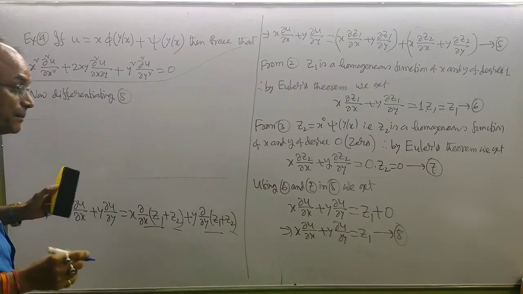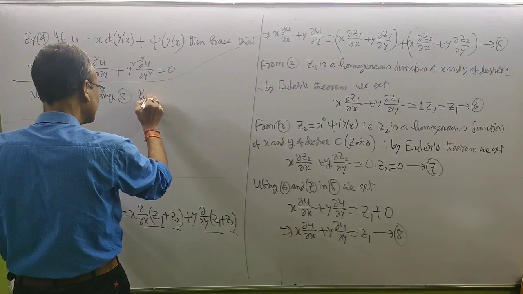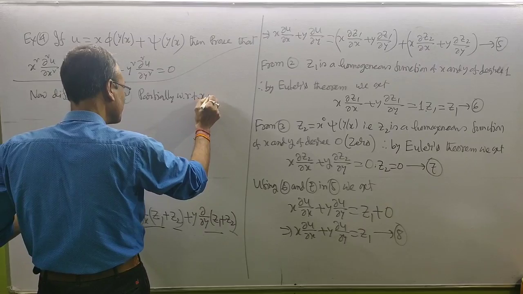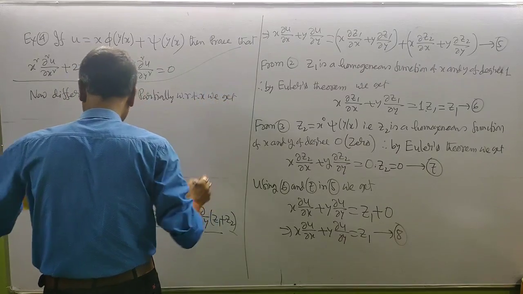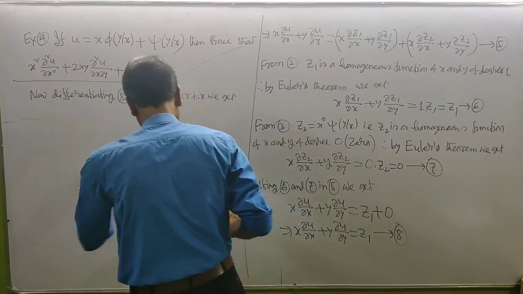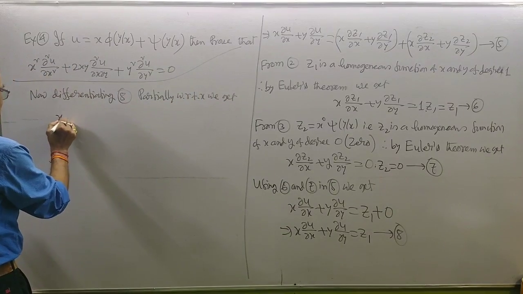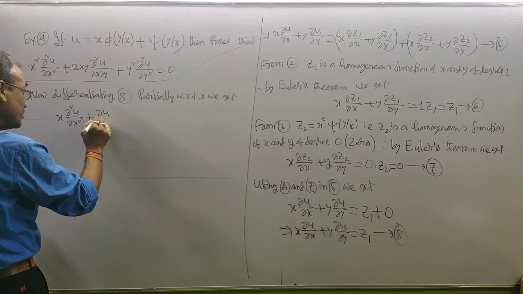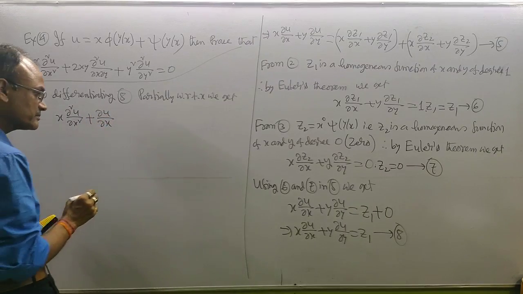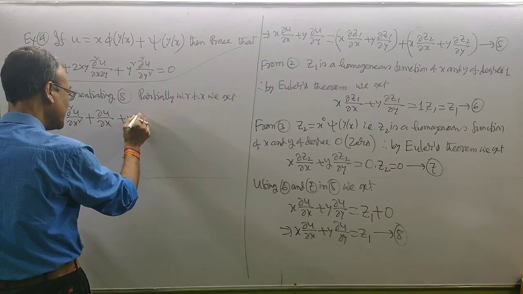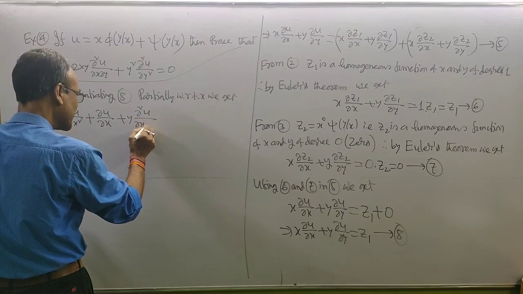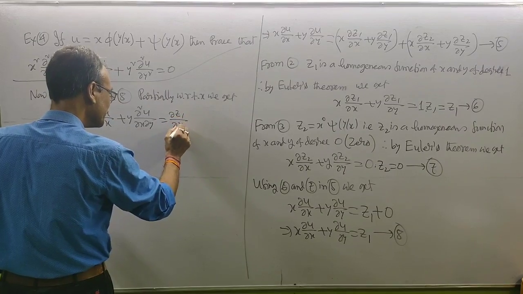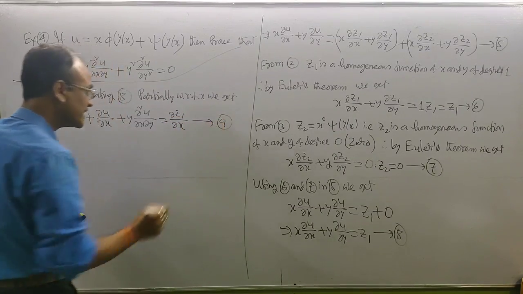Differentiating 8 partially with respect to x we get x ∂²u/∂x² + ∂u/∂x + y ∂²u/∂x∂y = ∂z1/∂x. Suppose this is number 9.